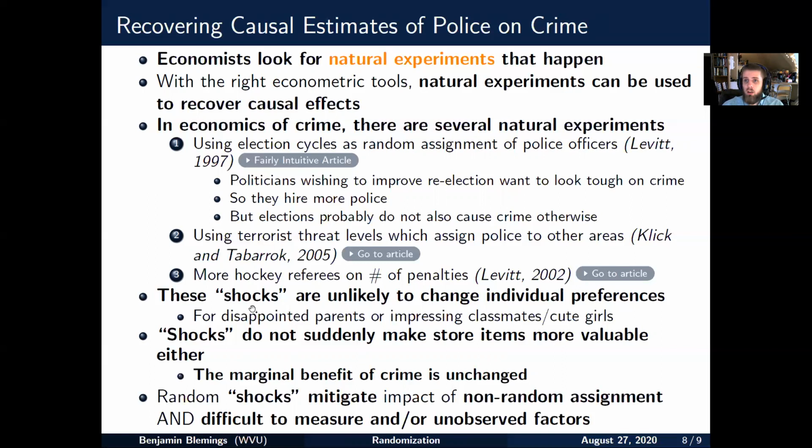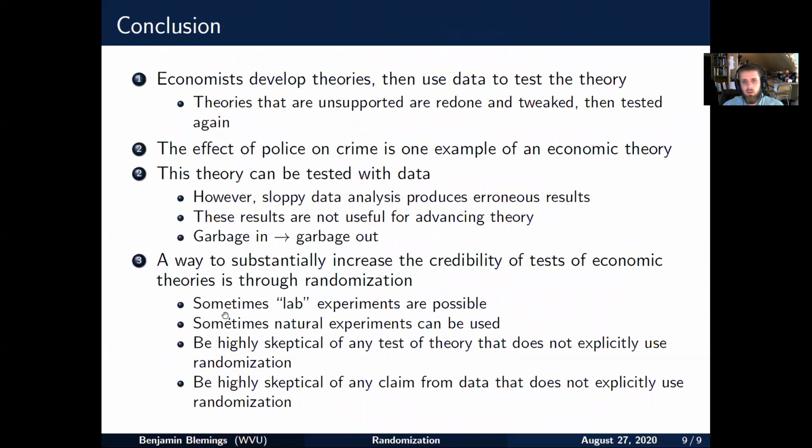These random natural experiments are how economists attempt to recover causal effects of the interventions we're interested in on the outcomes we're interested in. So I'm going to wrap this up. Hopefully it hasn't gotten too long. Economists develop theories, and they use data to test the theory in real life. Theories that are unsupported are redone, tweaked and tested again, and that's the churn of the scientific method. Point two is that the effect of police on crime is an example of an economic theory, and this theory can be tested with data.